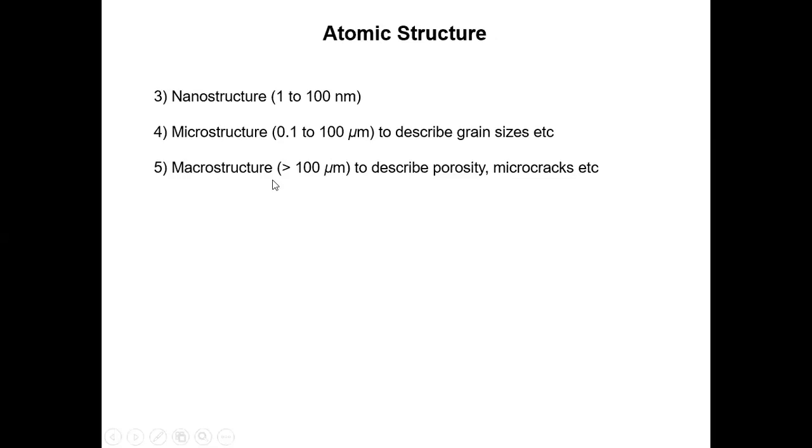Macrostructure. That means we consider a piece of material that has length greater than around 100 micrometer, and describe their properties. So that is the macrostructure. So we can describe certain material properties considering its macrostructure, certain properties considering its microstructure, certain properties considering its atomic structure. So that's why we should learn how to describe the atomic structure.